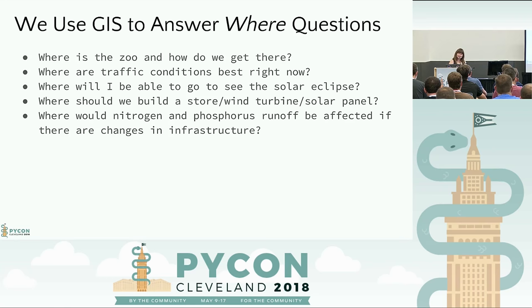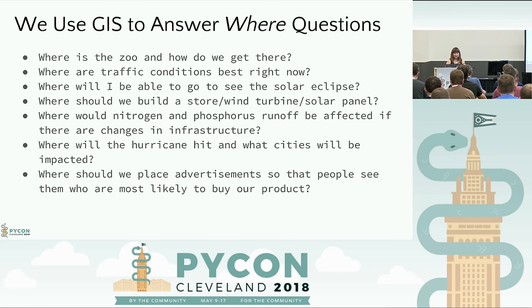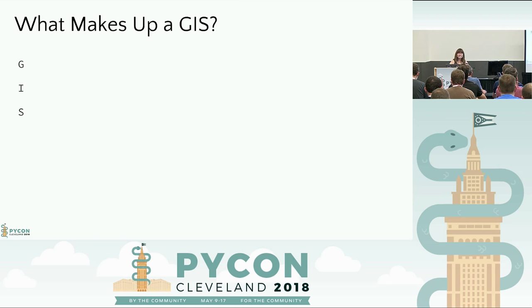You can use it for environmental investigation. Where would nitrogen and phosphorus runoff be affected if we change this organic farm into some kind of commercial real estate? It's used for weather incidents. Where will the hurricane hit and what cities will be impacted? And then my least favorite where question, where should we place advertisements so that people see them, or the people who are most likely to buy our product? That's definitely one of the uses of GIS. And this list goes on and on. I just thought of some random questions, but there are infinitely many spatial questions to ask.